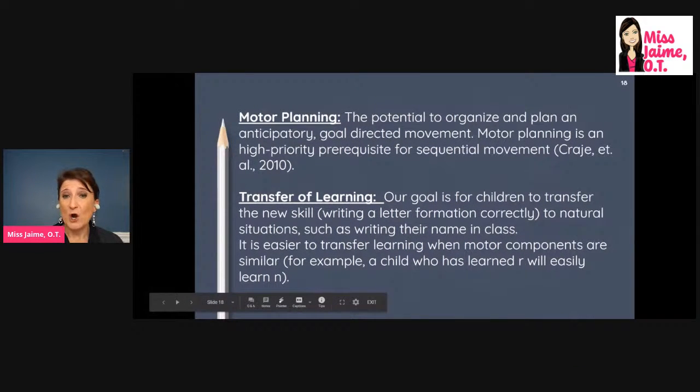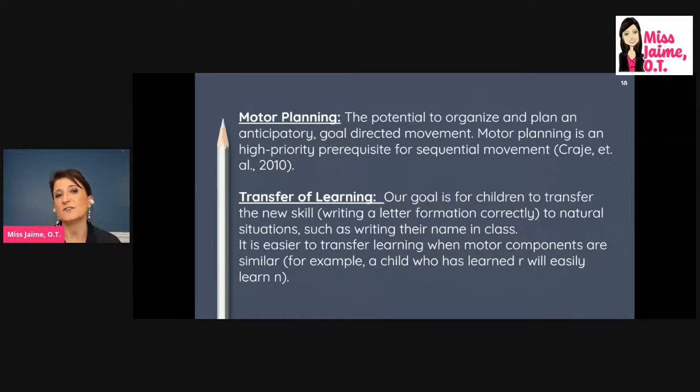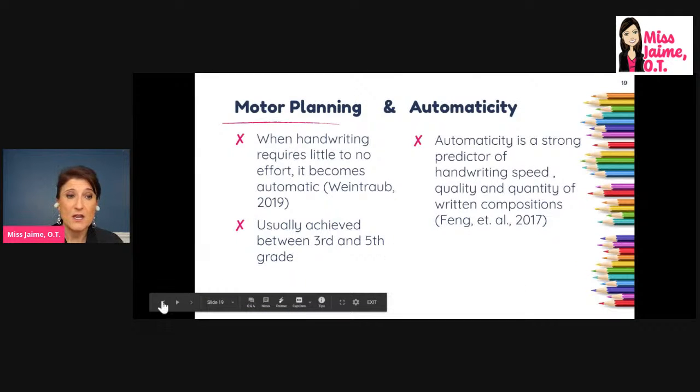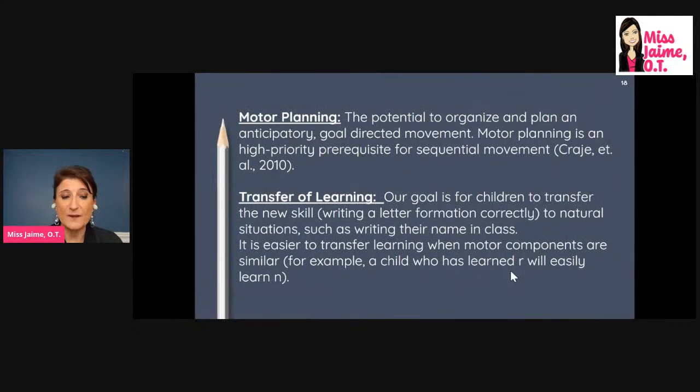Transfer of learning. When our goal is for children to transfer the new skill, we want them to write a letter correctly, and then we want them to transfer it to a natural situation. So when we teach them how to write a letter, we then want them to be able to write that letter in other situations, like writing their name in class. It's easier to transfer learning when the motor components are similar. So for example, when it comes to writing, a child who's learned the letter R, a lowercase r, will easily learn a lowercase n, because you can see how similar they are. And they're similar in terms of their formation and in terms of the motor movement.